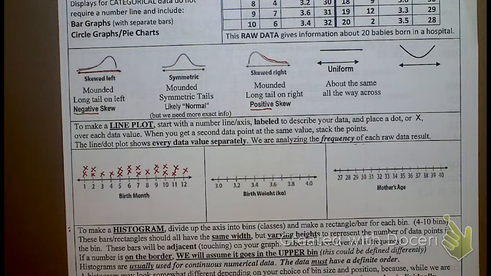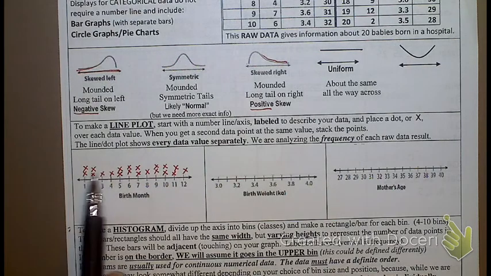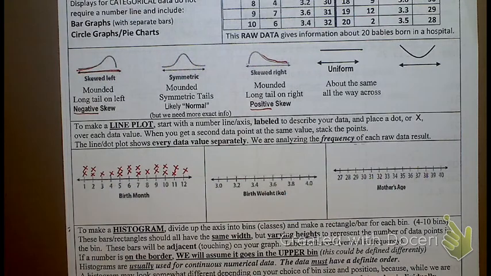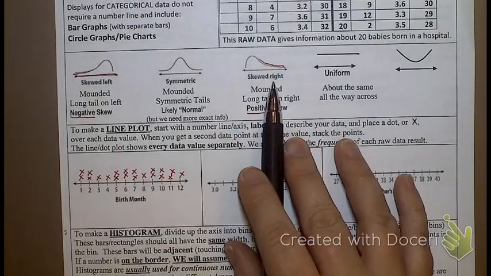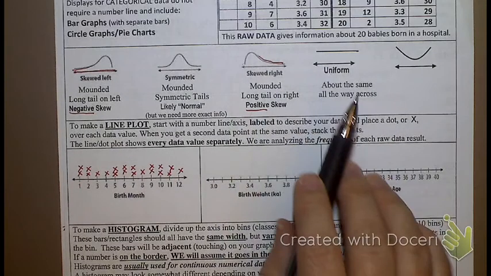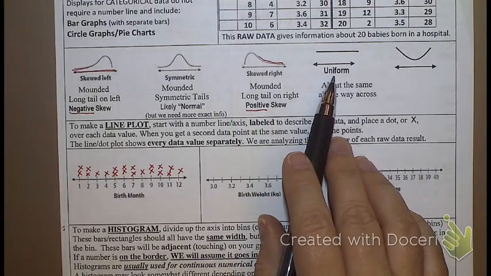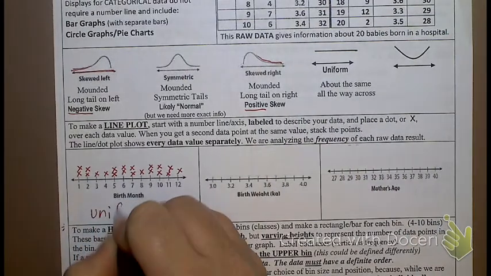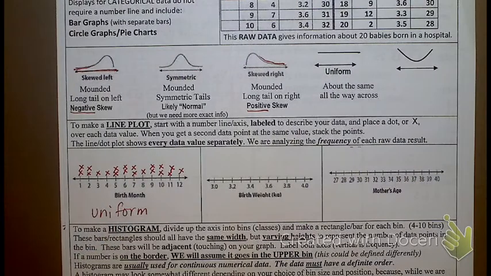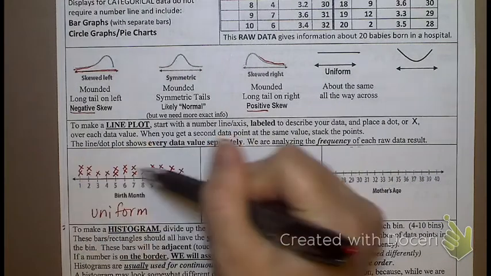Now, what do you notice about each of the little towers, or each of the little columns, if you will? Are there any that seem to be standing up particularly high compared to the others? No, they all seem to have 1 or 2 X's on it, don't they? So what would you say? Would that be skewed left? Symmetric? Skewed right? Or uniform? I'd say that's pretty close to being uniform, because they're pretty much evenly spread all across.